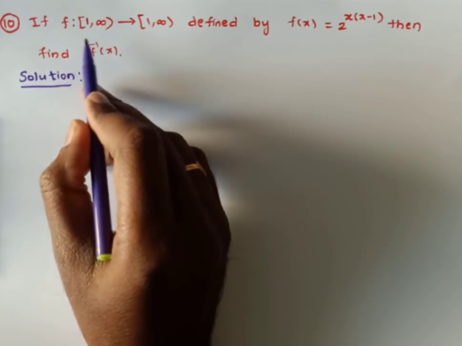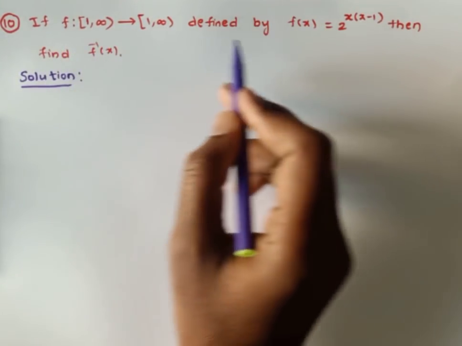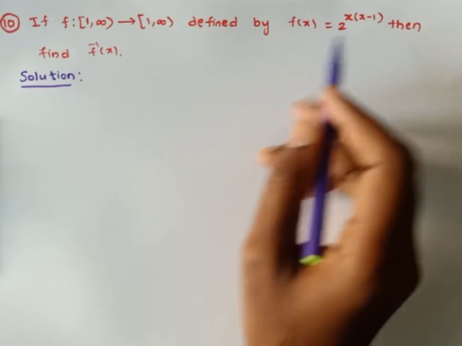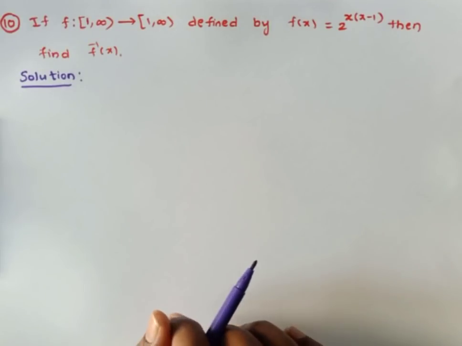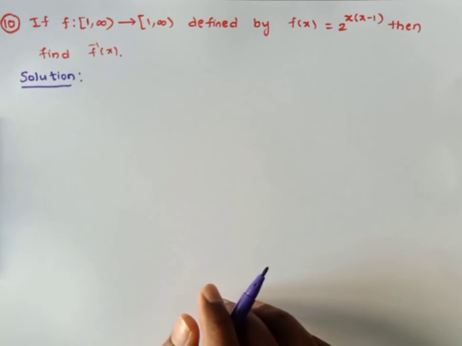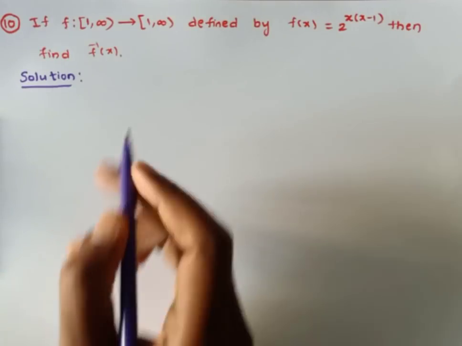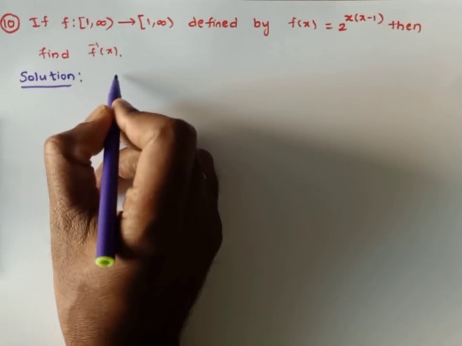Now the 10th problem: f from 1 comma infinity to 1 comma infinity defined by f of x equals 2 to the power of x into x minus 1, then find f inverse of x. This is one of the interesting problems, to find the inverse of the given function. It is already an invertible function, meaning it is a bijective function, since we need to find the inverse of f, right?